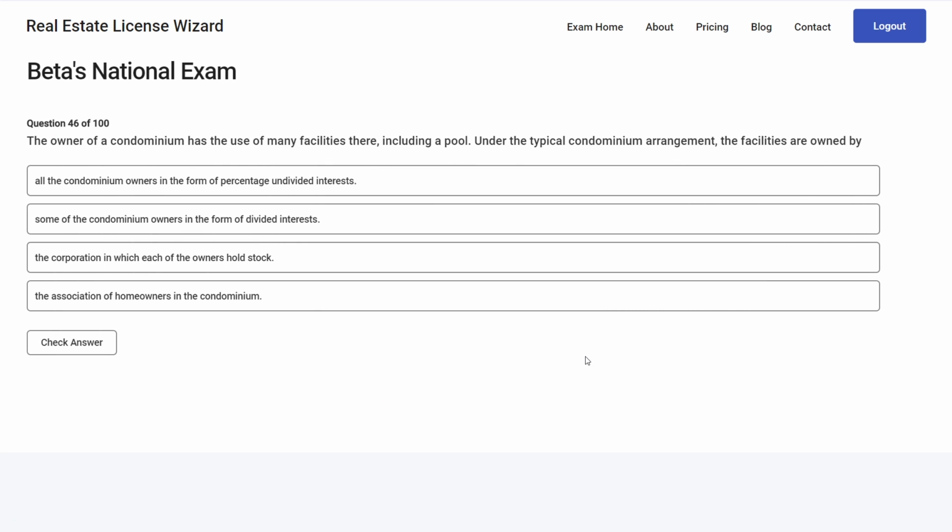Okay, 46. The owner of a condominium has the use of many facilities there, including a pool. Under the typical condominium agreement, the facilities are owned by, because there's four options, all the condominium owners in the form of percentage of undivided interest, some of the condominium owners in the form of divided interest, the corporation in which each of the owners holds stock, or the association of homeowners in the condominium. Okay, interesting one. A little bit of a mouthful there. So think that one over. Come up with your educated answer.